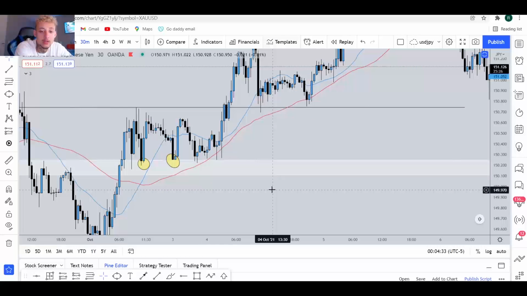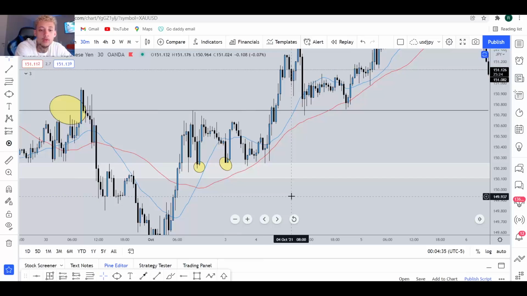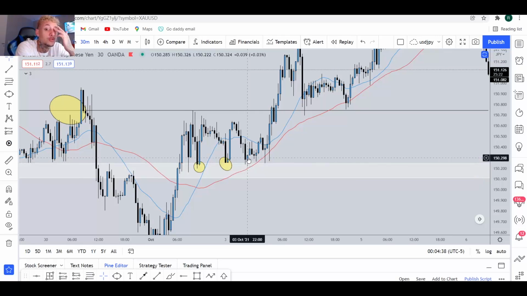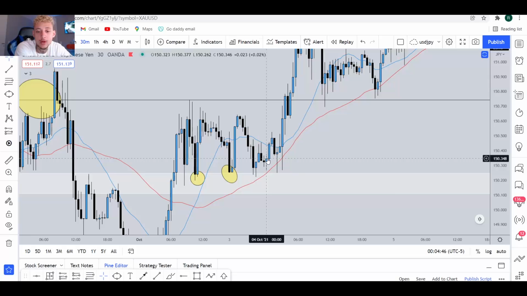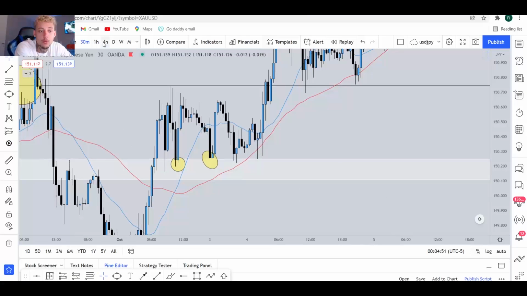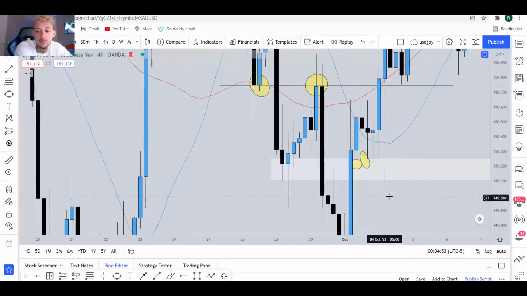Ultimately, how you're going to enter is up to you as the trader. Some people might enter right at the first rejection being here. Some people might wait for a strong entry confirmation. Me personally, I would have taken an entry off of this pattern right here, this double bottom pattern right off of support.